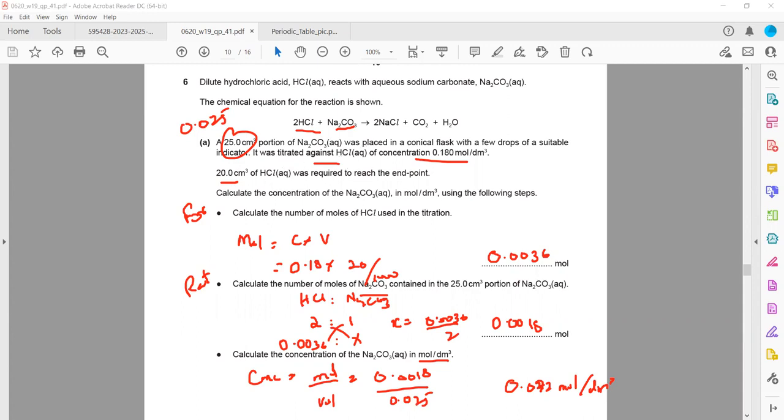So first, we had the volume and concentration of HCl. We worked out the moles. Then using a ratio, we worked out the moles of sodium carbonate. And from the moles of sodium carbonate and its volume, we got the concentration of sodium carbonate.